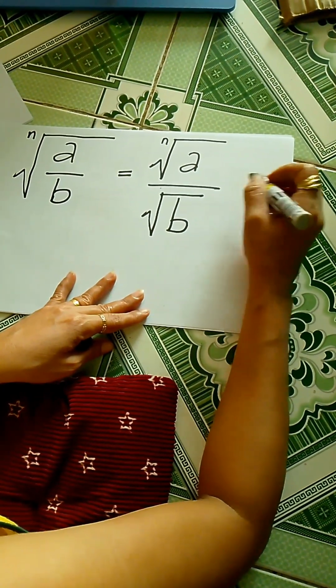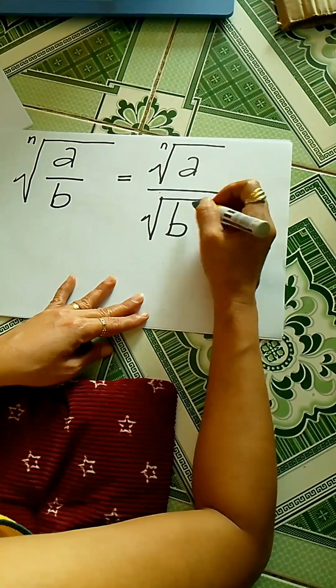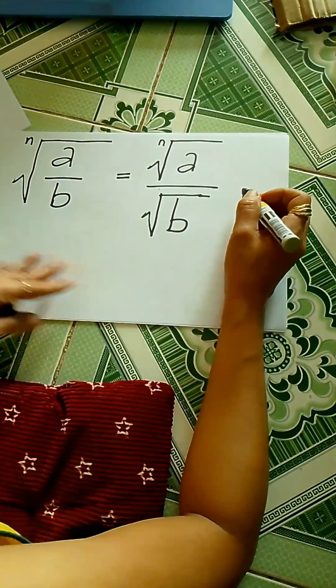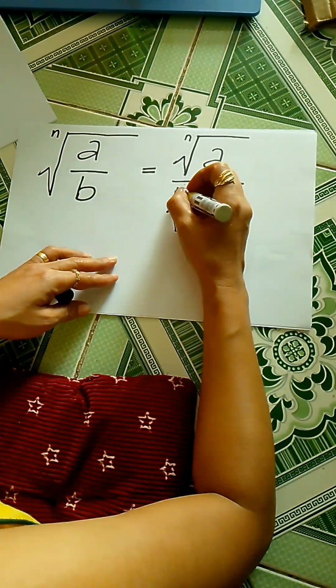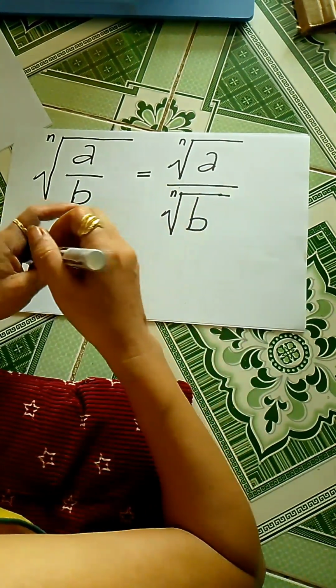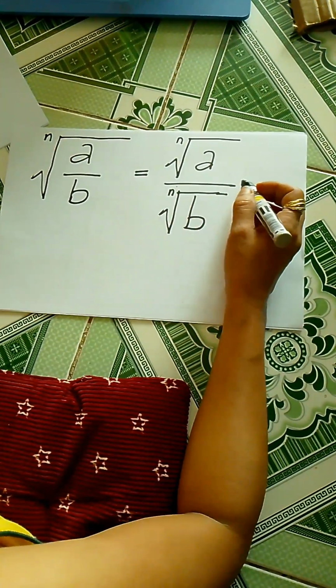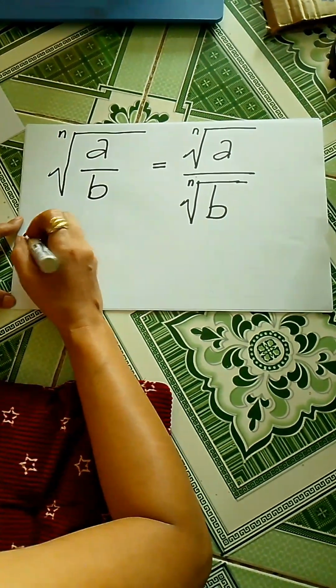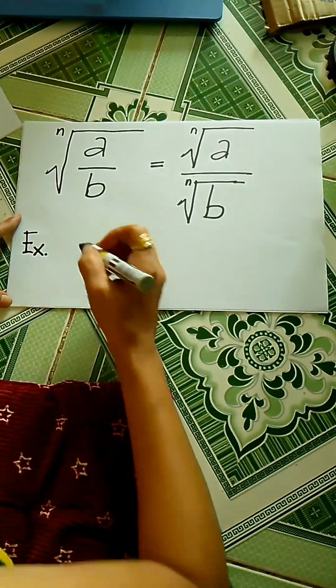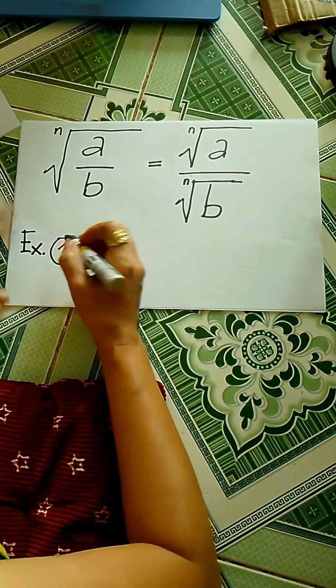So, reminders lang po ha. Dapat dito, B must not be equal to 0 or B is greater than 0. And, nakalimutan ko pala yung N. And upang mas maintindihan ninyo, let me give you an example.